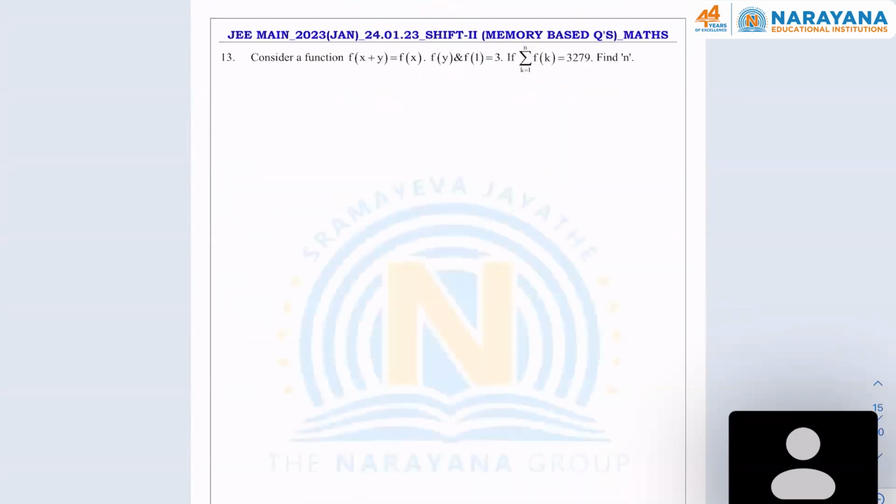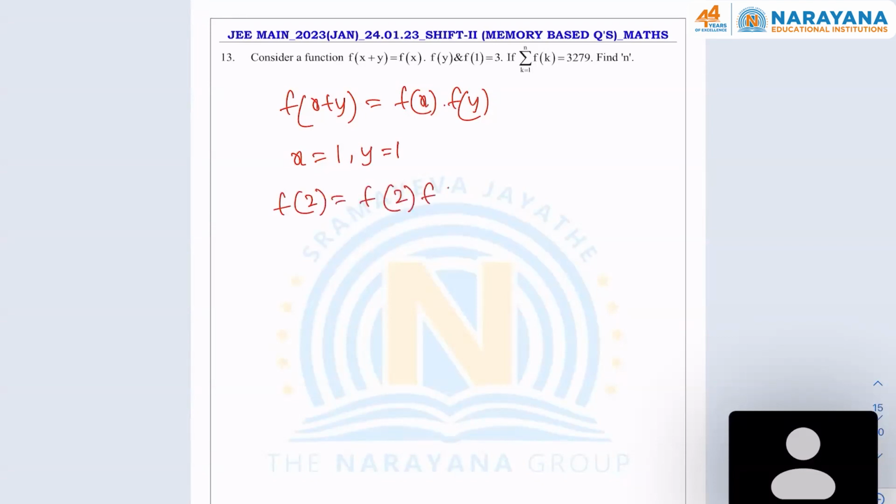Next one, consider f of x plus y is equal to f of x into f of y. f of 1 is equal to 3. Sigma k is equal to 1 to n f of k. So here I will put f of x. The first functional equation is f of x plus y is equal to f of x into f of y. Now I will put x is equal to 1, y is equal to 1. So f of 2 is equal to f of 1 into f of 1. Here I made a mistake. I am putting x is equal to 1, y is equal to 1. So f of 2 is equal to f of 1 into f of 1, which is equal to 3 square.